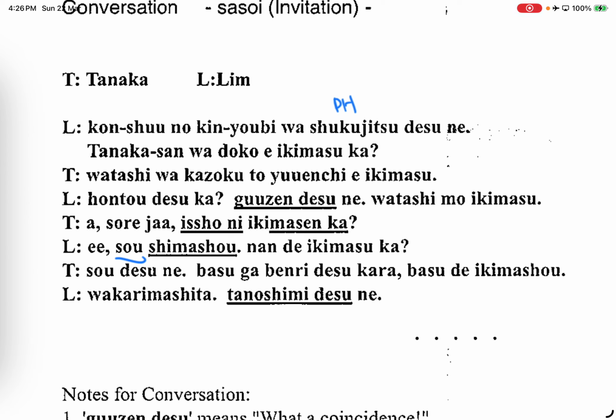田中さんはどこへ行きますか? So about Tanaka, where go? It's like, where are you going today lah? He replies, 私は家族と幼稚園へ行きます. So about me, with family to the amusement park, go. That means I go to the amusement park with family.